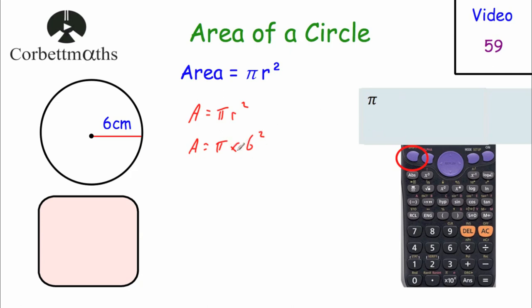The great thing is your calculator will know the order of operations whenever you type in pi times 6 squared, and it'll work it out for you. Alternatively, you could do 6 squared, which is 36, and then do pi times 36, and you get the same answer. But I'm just going to type this in. I'm going to type in pi, so shift, and then the pi button here, and then that'll bring up pi, and then times by, so multiply by 6, and then squared, pressing the square button, and then I'm going to press equals. And again, my calculator, I need to press the SD button there to get the answer.